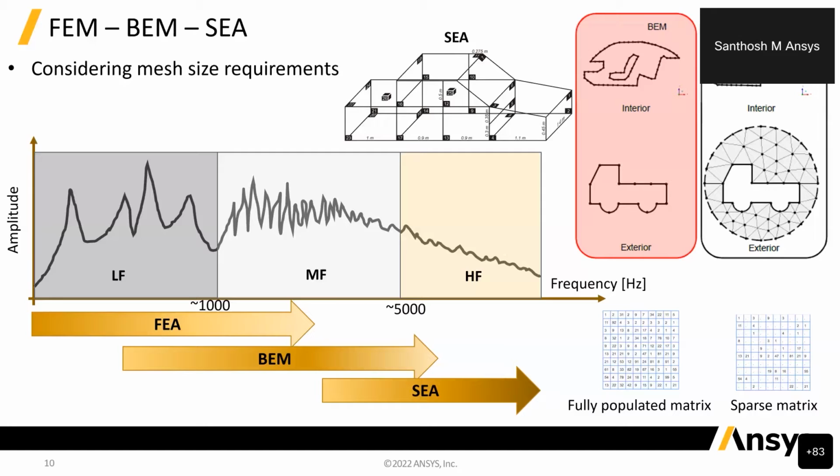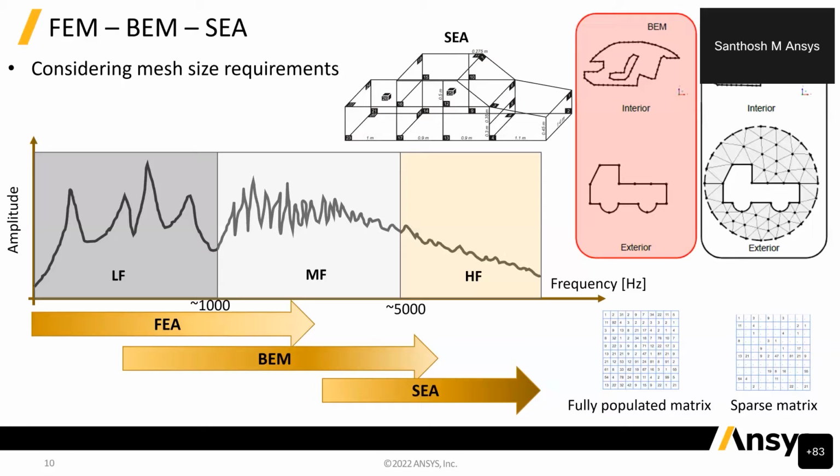As we go towards the very high frequency range, something like more than 5,000 or 10,000 hertz, the system will not show any distinct mode. All the modes will look almost similar, so it is very difficult to identify the individual resonances. In that region, we will use the SEA approach.